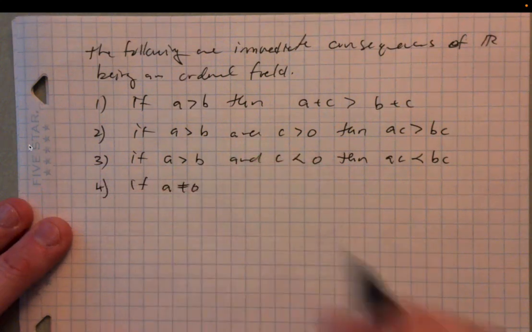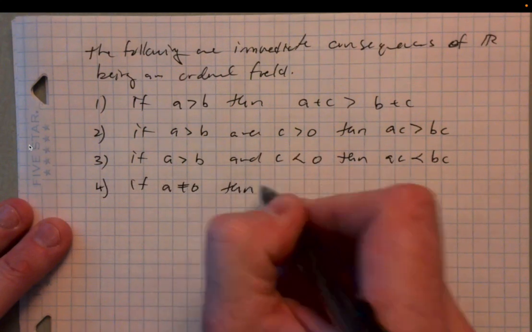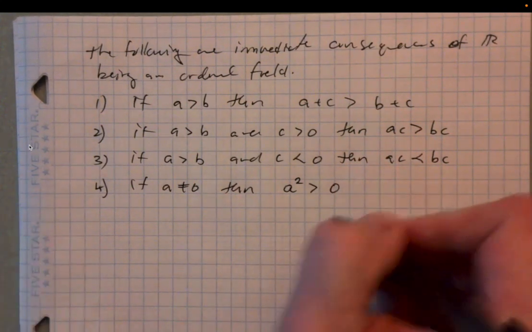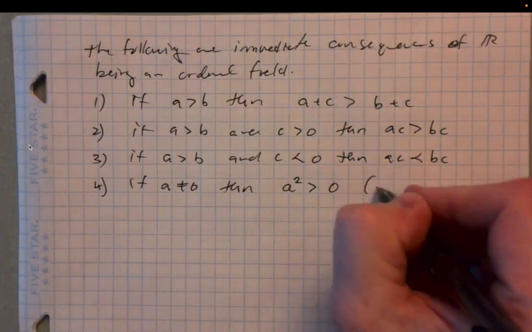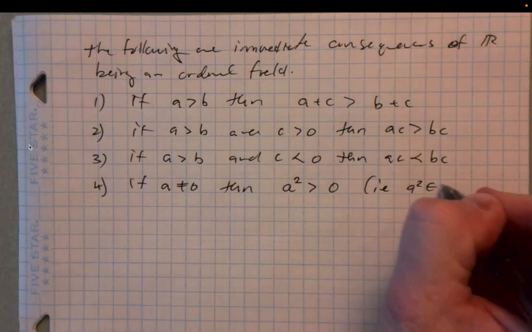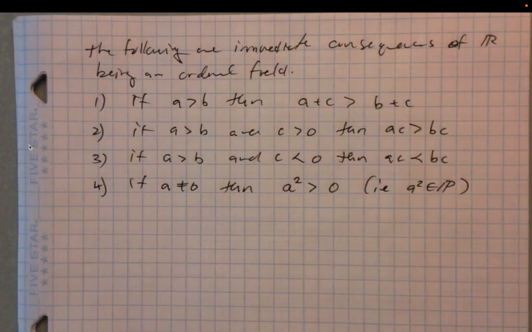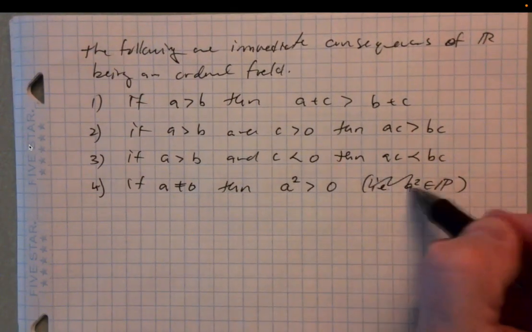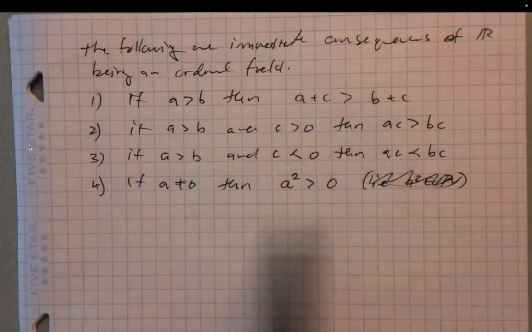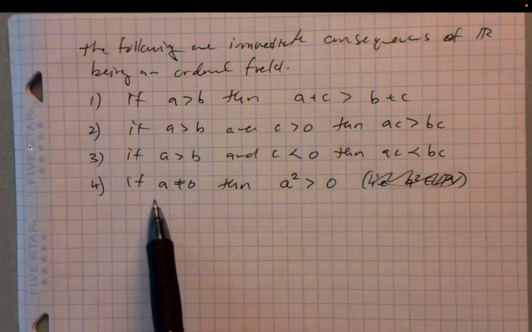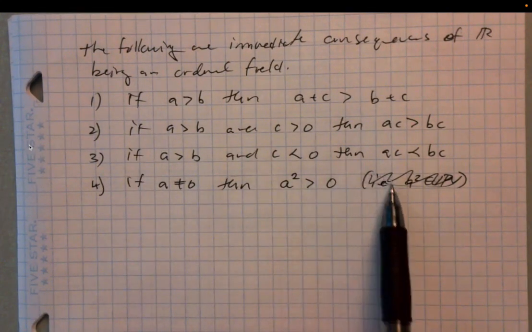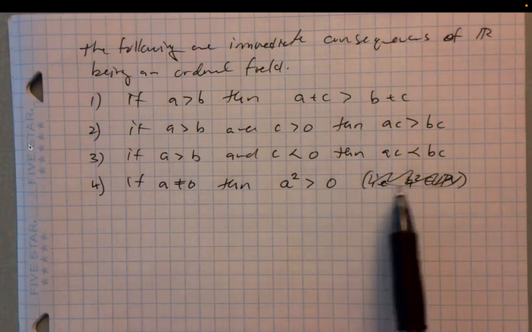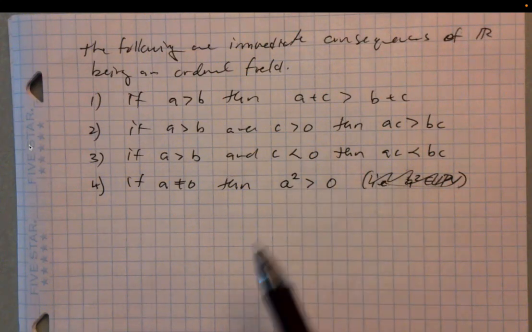Number 4, if A is not equal to 0, then when I square A, I get something positive. You could say, i.e., A squared is in P. It's not wrong to say that, but what we're trying to do is get back to what we're used to thinking about. But in proving this, you would invariably use this fact that A squared is in P. That would be equivalent to identifying that A squared is greater than 0.